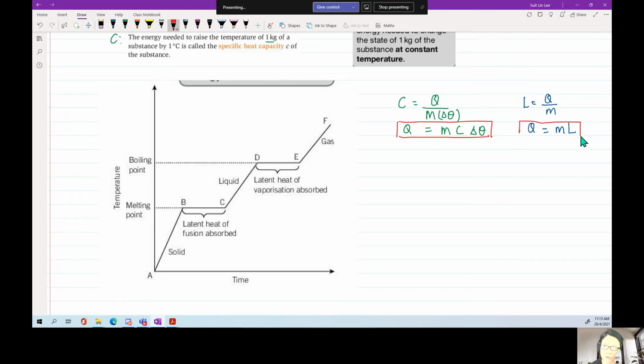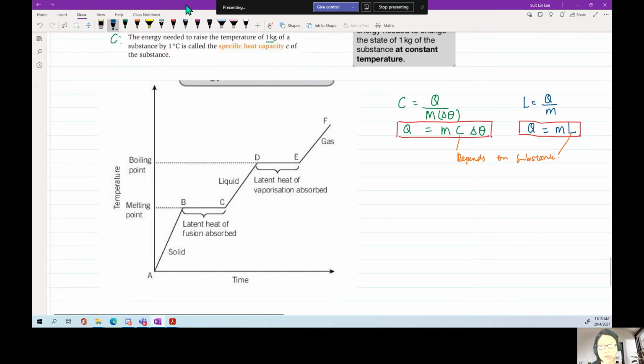There are experiments for us to determine the value of C and L, but C and L are constants based on the type of material. So C and L depend on the substance. Even if it's the same substance like water, the specific heat capacity for water in liquid form and water or H2O in gas form is different. It's harder to heat gas up. It's easier to heat water up. So this all depends on the substance.